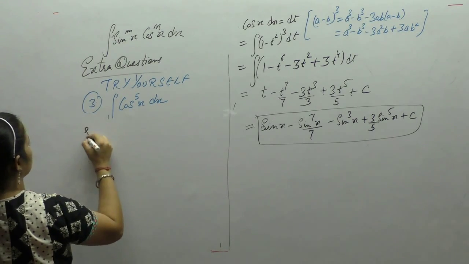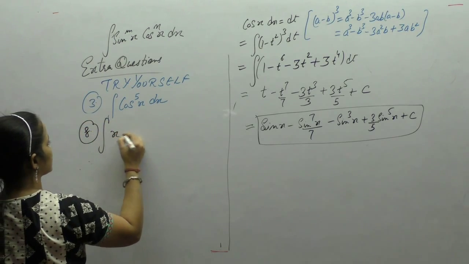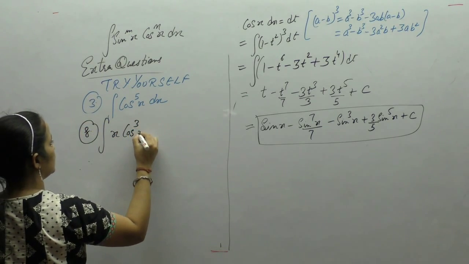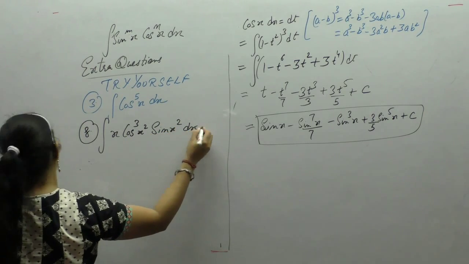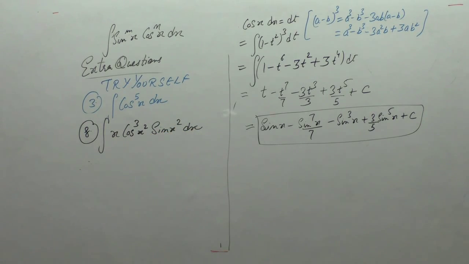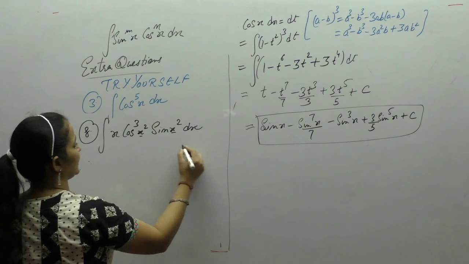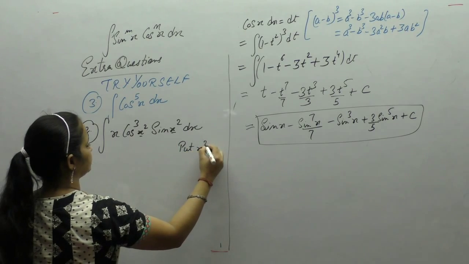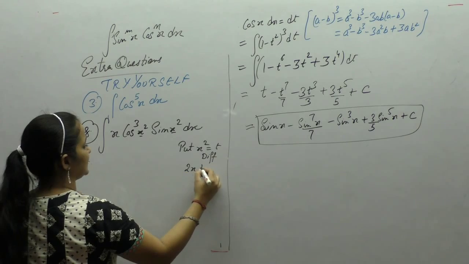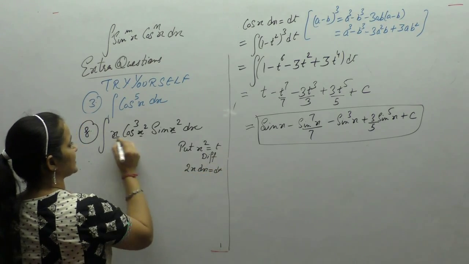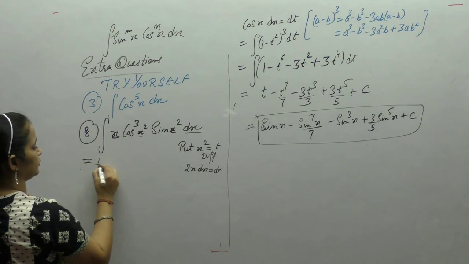Next one is integral of x cos cube x square sin of x square dx. Here we put x square as t first. Derivative of x square is 2x dx, so x dx is dt upon 2.